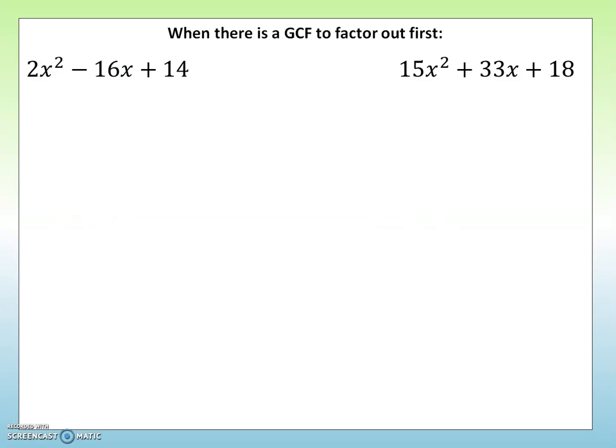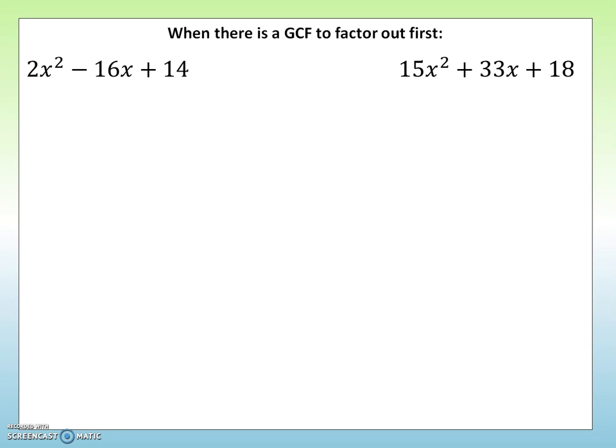Moving on to another possible scenario. When there is a GCF to factor out first. So the first thing that you always want to do before factoring anything is look for your greatest common factor. The previous examples in this video didn't have a GCF, so we can go ahead and factor it. These, we have to factor out a GCF before we use any other method of factoring.